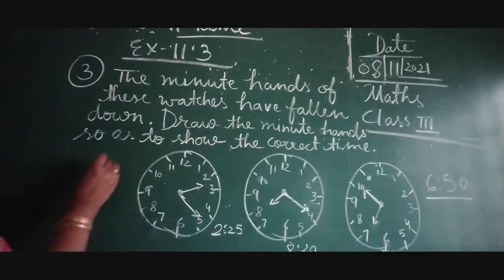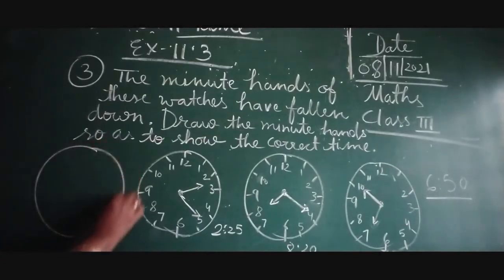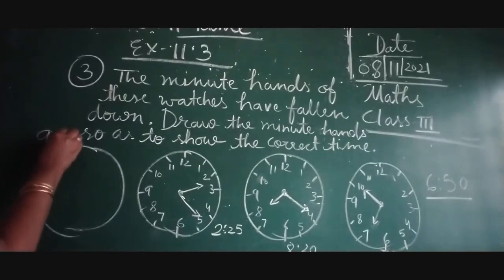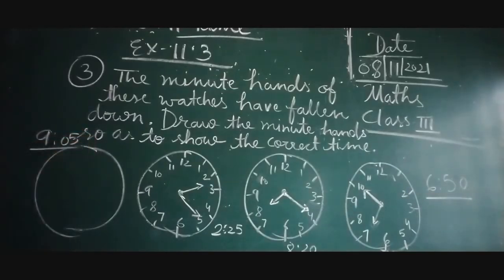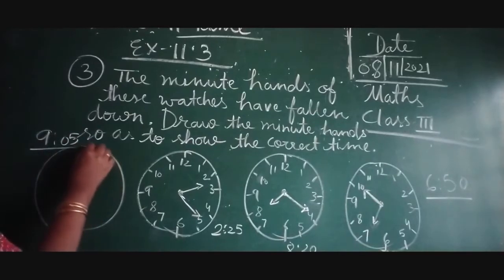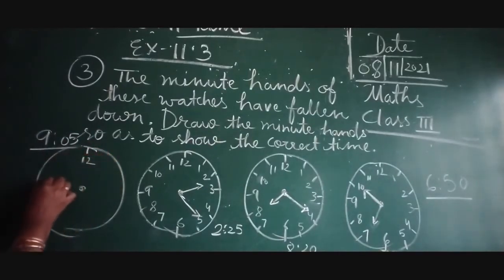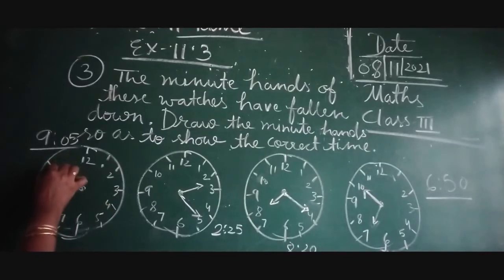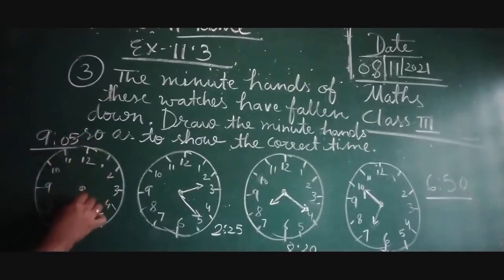Now the fourth one I am going to draw over here, and we have to show the time 9:05. 9:05 we have. Now children, we will draw this clock once again. Okay. Now 1, 2, 4, 5, 7, 8, 10 and 11. Okay. We are going to show, children.